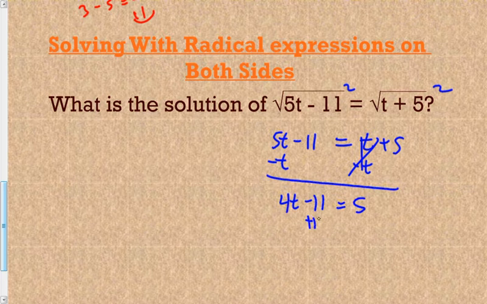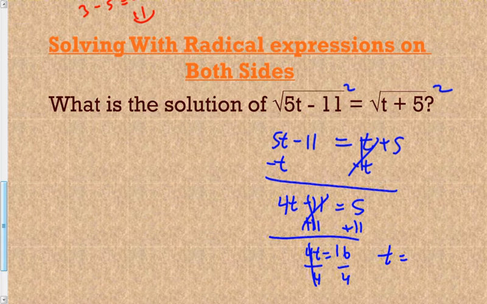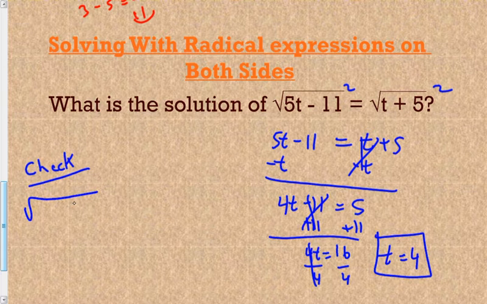I'm going to add 11 to both sides and get 4t equals 16. And then when I divide by 4, finally, I get the answer of t is equal to 4. Okay? And go ahead and check. I've got the square root of 5 times 4 is 20 minus 11 is 9, equal to the square root of 9.